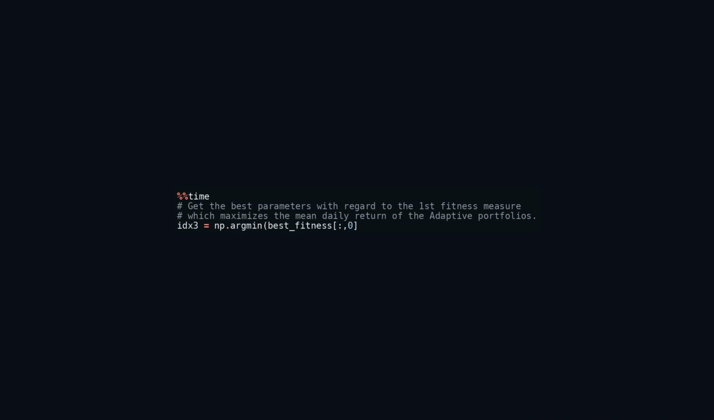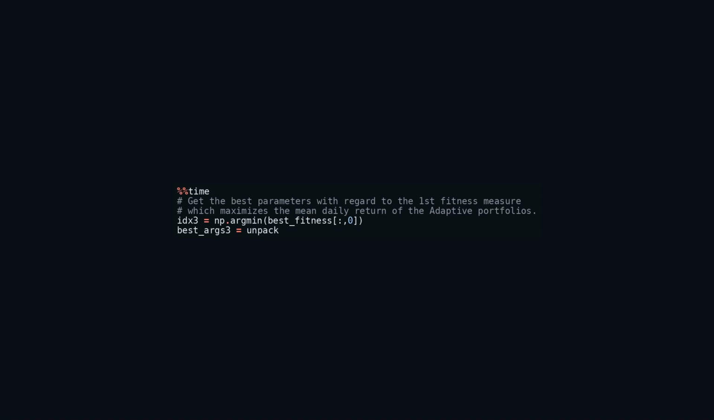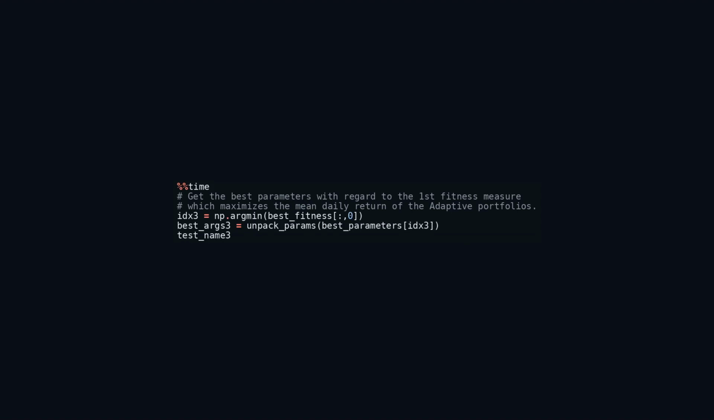This code snippet forms a crucial part of a larger program by performing several key functions to optimize and evaluate different parameter sets for a simulation or algorithm. Initially, it employs the Karpman function to locate the index of the smallest value in the first column of the best fitness array. Using this index, it then retrieves the corresponding parameters. The test name is updated by appending 3 to the original name.